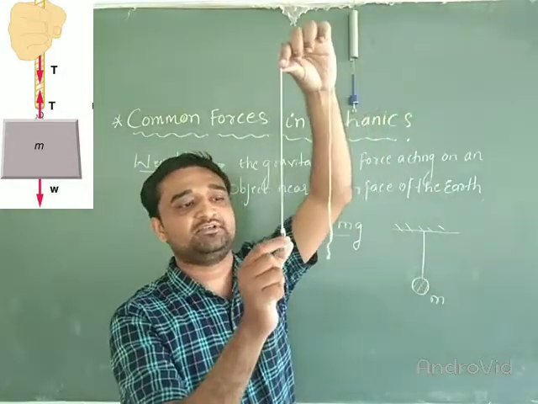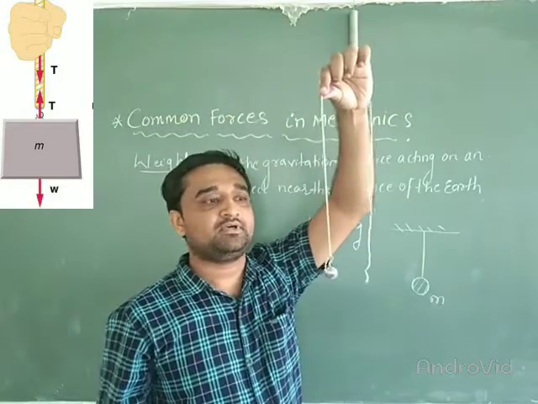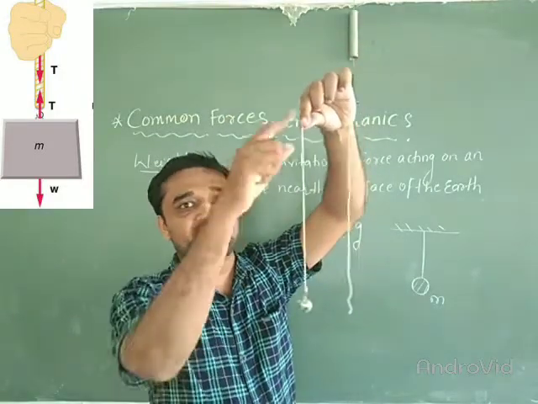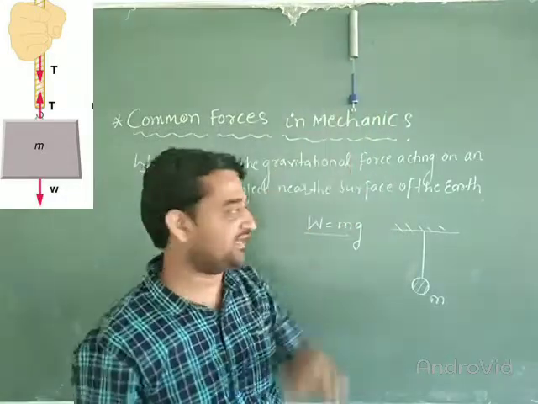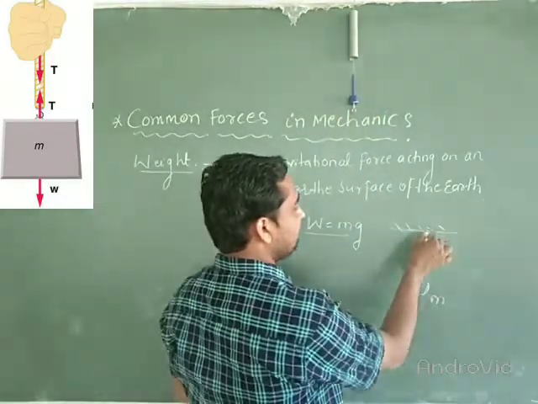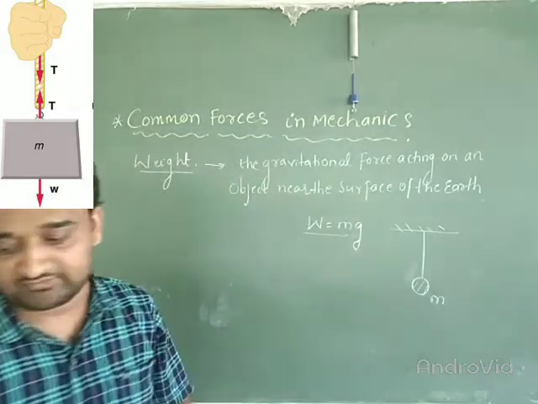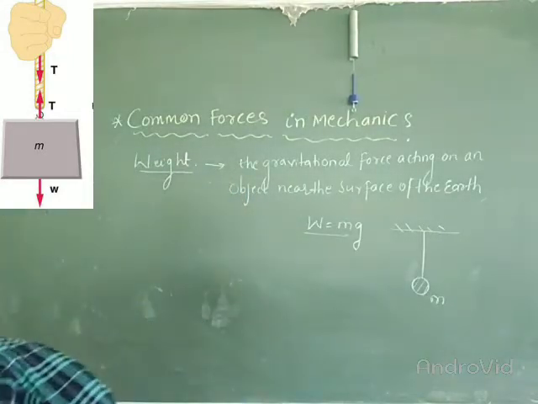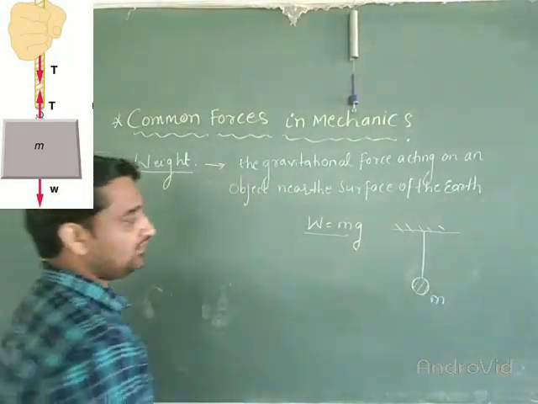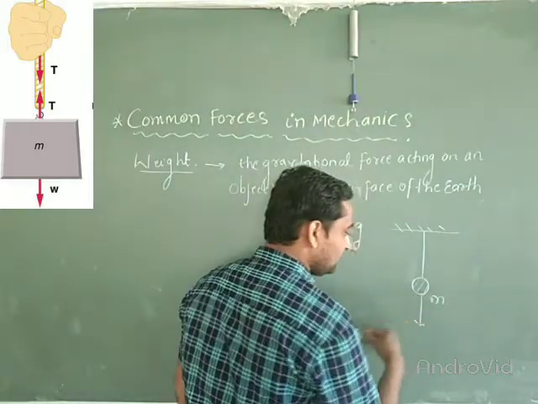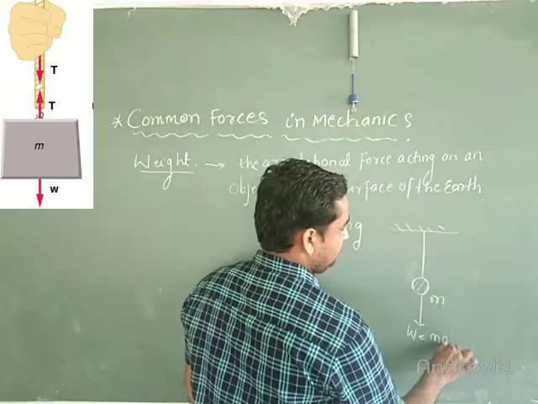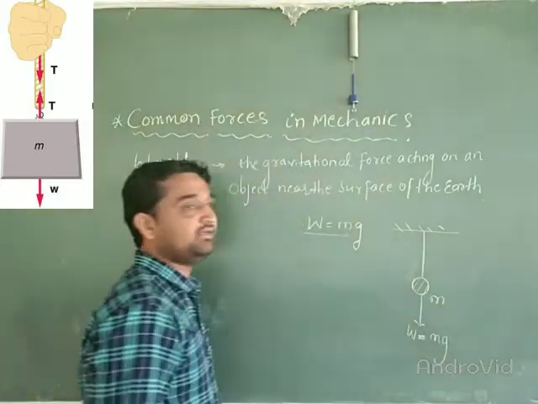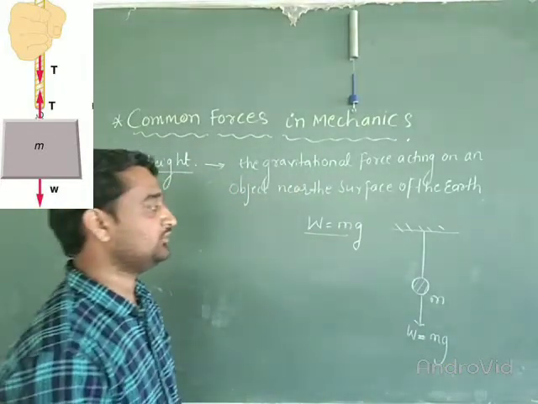So we have the object here, which is tied to a string with the rigid support we have here. Now this object has the mass M. Then what is the gravitational force acting on the object, and in which direction does it act? It acts in the downward direction. That is weight W is equal to M into G, which acts in the downward direction, M into G.